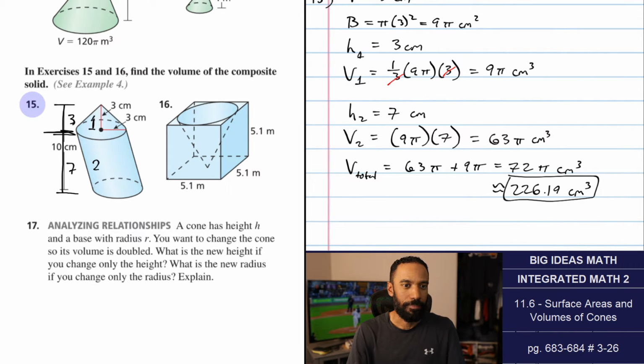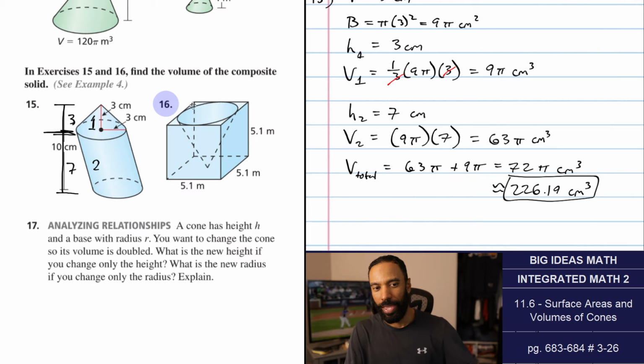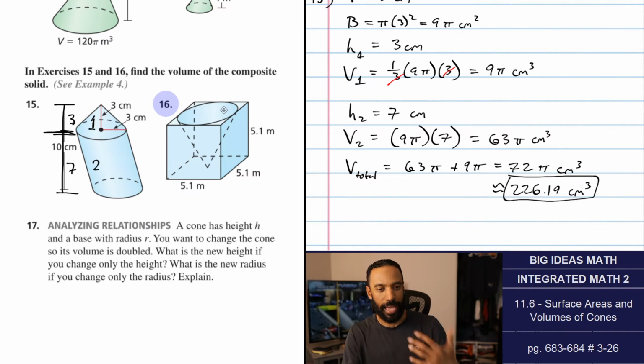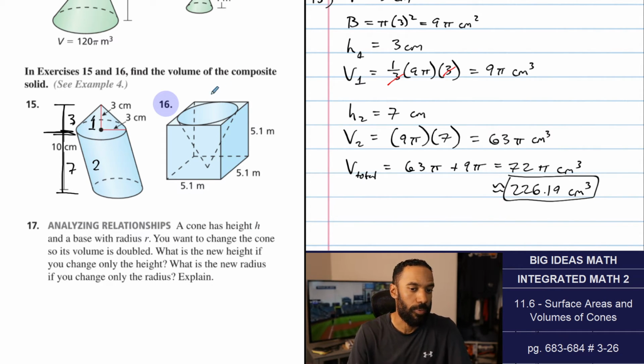Okay, number 16, next composite solid. So this one, we have to go off of what they give us. We have a cube, and a circle is inscribed inside of the square top base. That works out because it is a square. We can tell by the 5.1s and all that. So that can help us come up with a radius, right? When it comes to the second object, which I will call object 2, we are going to have to find out what this radius is. Pretty straightforward. It's going to be half of 5.1.